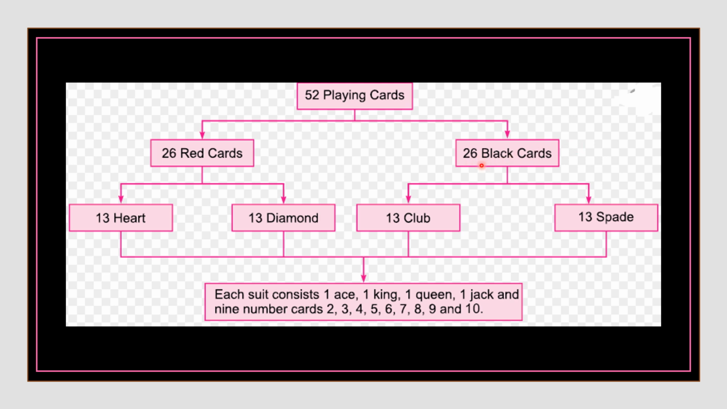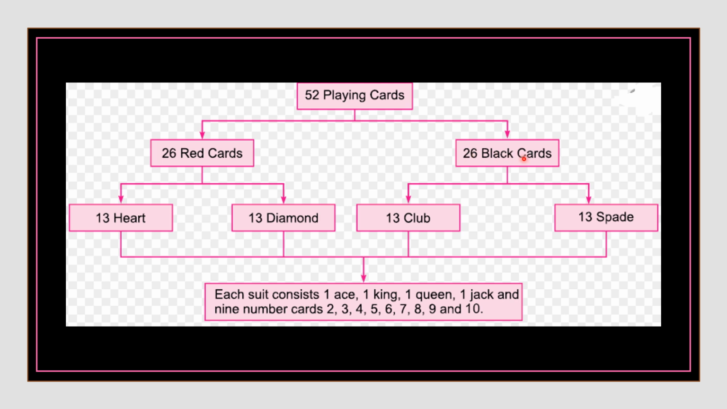26 black cards means they have some symbol, and that symbol is in black color. Therefore, the total 52 cards are divided into two parts based on color: 26 are in red color and 26 are in black color. Now, these 26 red cards are divided again into two parts: 13 heart cards and 13 diamond cards. I will show the symbols, what is meant by heart and what is diamond, in the next slide.